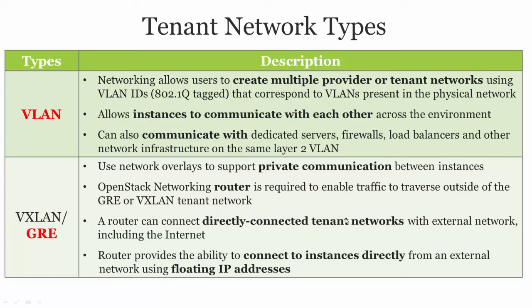So a tenant network normally uses private addresses, but it needs to be connected to the external network using what? Using routers. The router provides the ability to connect to the instance directly from the external network using a floating IP address. Using the router, users from outside can access these instances at any time. Why? Because the router can provide the floating IP address. The floating IP address is needed to connect to instances that use private network addresses.